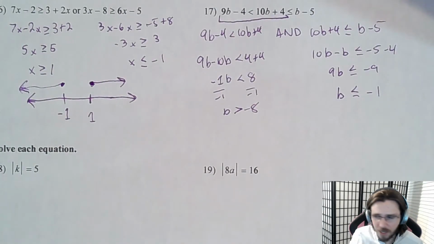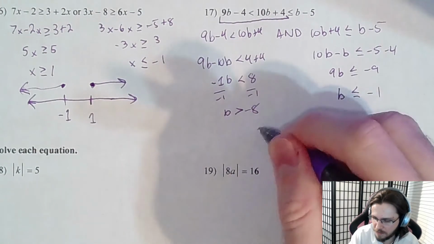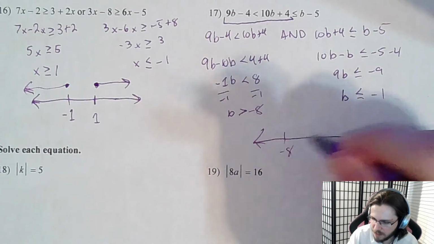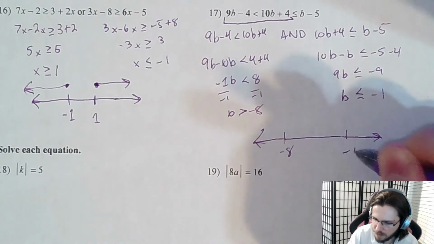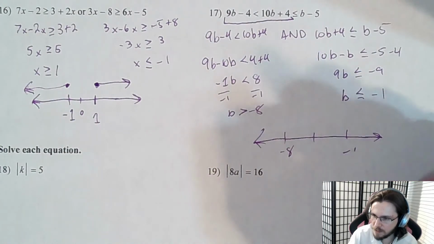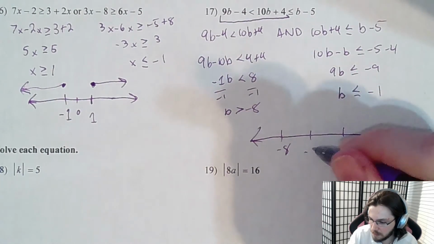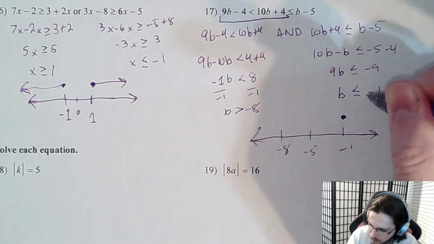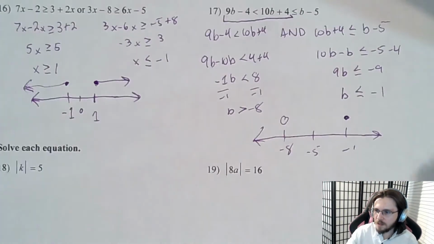So b is greater than negative 8 or less than or equal to negative 1. Putting these two on a number line, we want that negative 8 there, and we want that negative 1 there. I actually realized I forgot to put the 0 in between these two, or some other number in between negative 8 and negative 1, maybe negative 5. Filled-in circle on the negative 1 because of the equal to, and open circle on the negative 8.